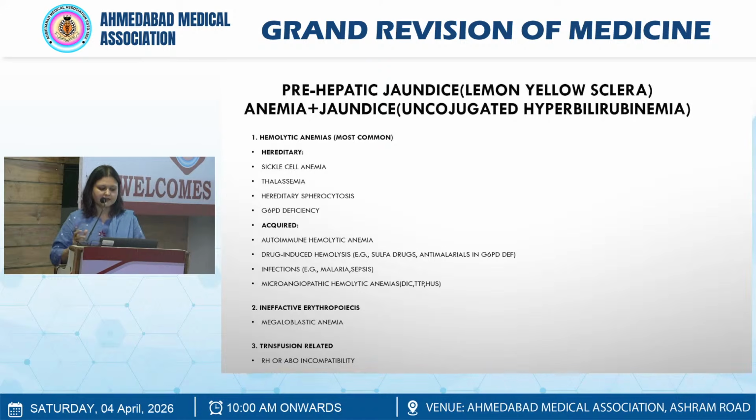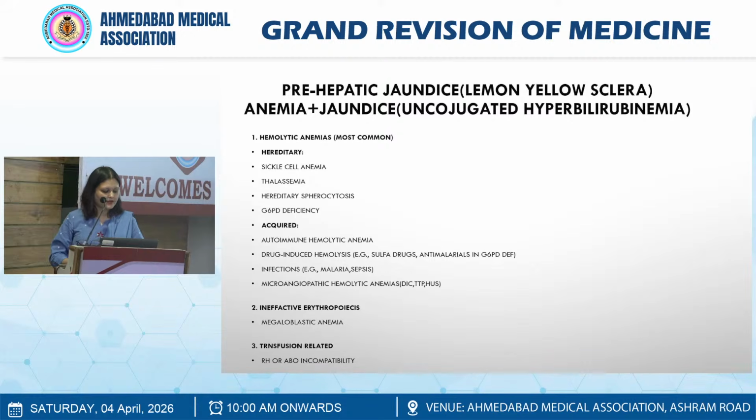Hereditary causes: sickle cell anemia, thalassemia, hereditary spherocytosis, elliptocytosis, some enzyme deficiencies like G6PD deficiency, pyruvate kinase deficiency. Now acquired causes: autoimmune hemolytic anemia, drug-induced hemolysis, especially with sulfa drugs and antimalarials when we give them in G6PD deficient patients, especially primaquine. Infections: malaria, sepsis, dengue. Microangiopathic hemolytic anemia occurs mainly in DIC, TTP, HUS.